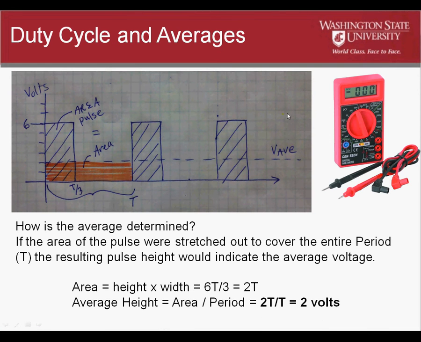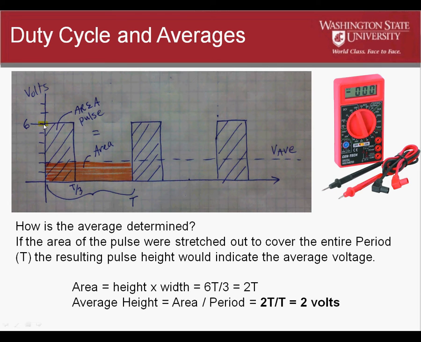Let's discuss the relationship between duty cycle and averages. The meters that we use in class, like the ones shown here in red, take averages when they're taking measurements. So if they're receiving a pulse, like the one shown here, where it's got a 6-volt peak over 1/3 of the period, and then for the other 2/3 of the period it's off, it's receiving this 33% duty cycle. The average can be estimated graphically, shown here, but also mathematically.